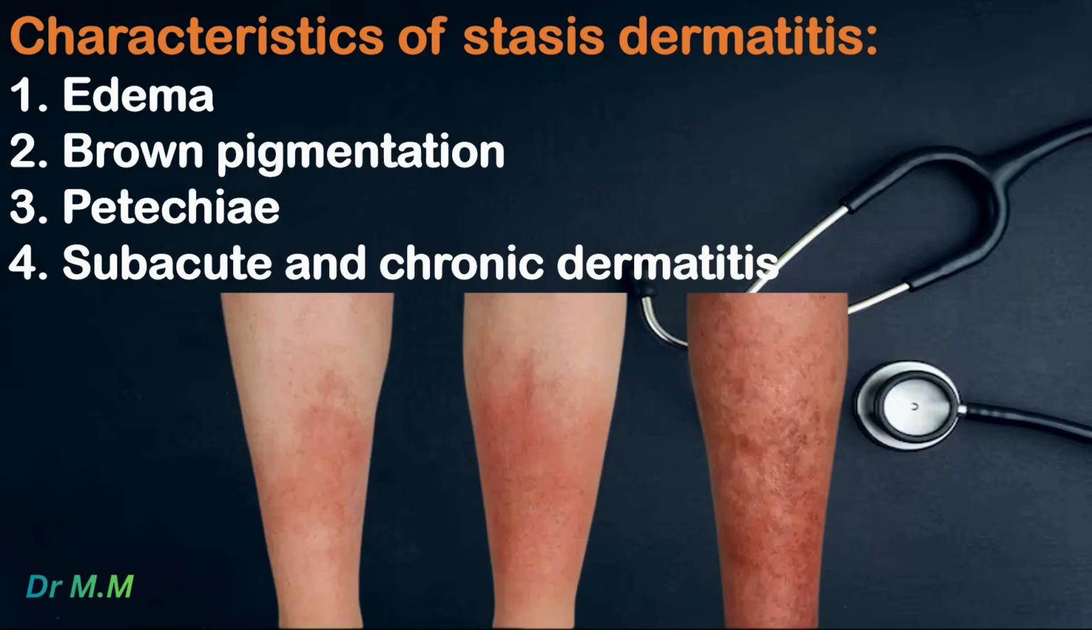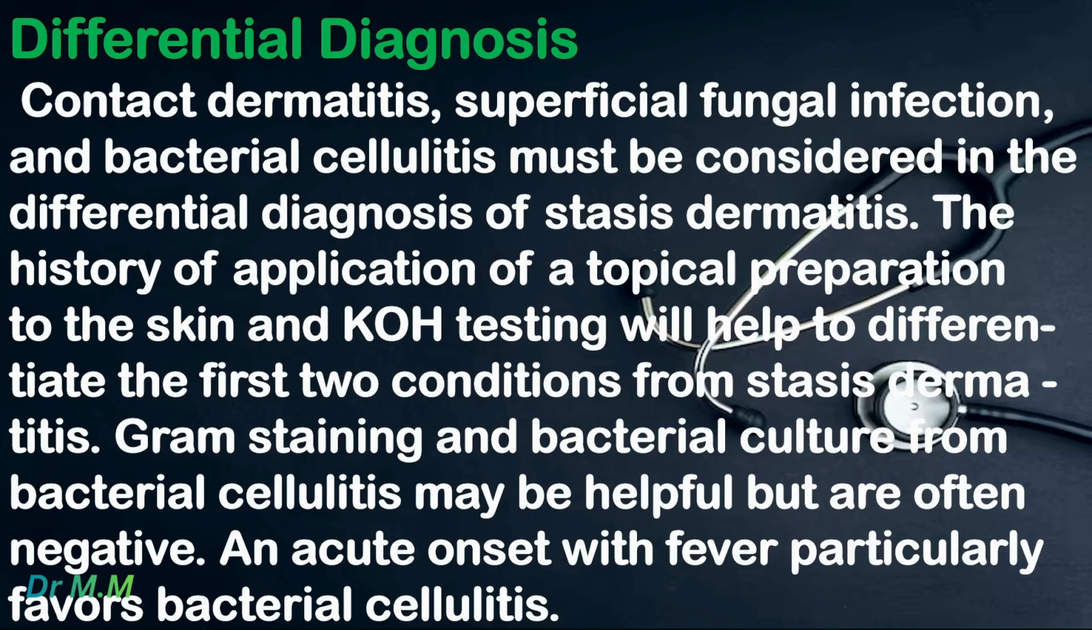Characteristics of stasis dermatitis include edema, brown pigmentation, petechiae, and subacute and chronic dermatitis. Differential diagnosis: contact dermatitis, superficial fungal infection, and bacterial cellulitis must be considered in the differential diagnosis of stasis dermatitis. The history of application of a topical preparation to the skin and potassium hydroxide testing will help to differentiate the first two conditions from stasis dermatitis.